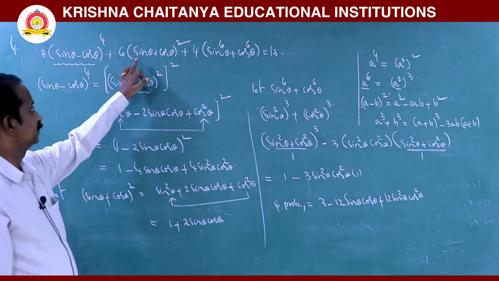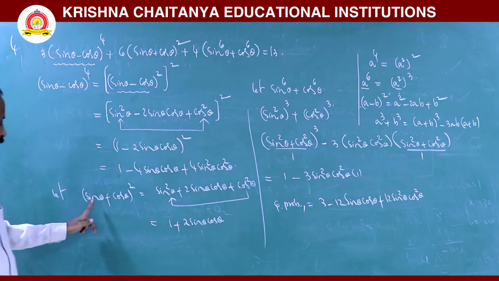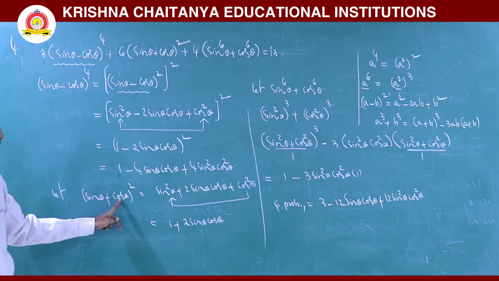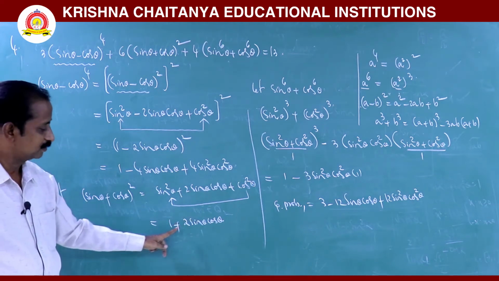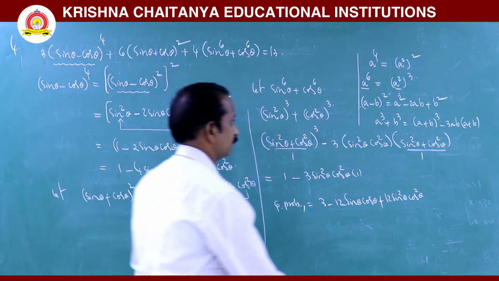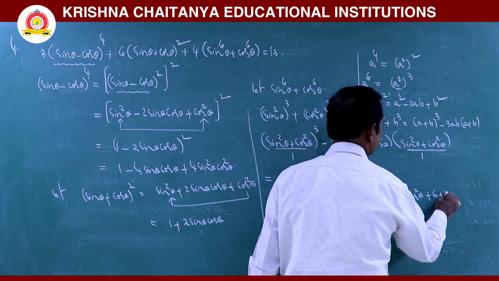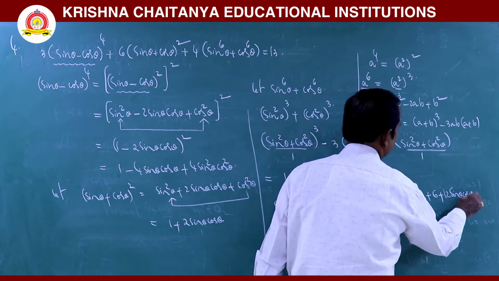Now come to the second term, which is multiplied by 6. The second term is (sin theta plus cos theta) whole square. So it is multiplied by 6, which means these two terms are multiplied by 6. 6 ones are 6, 6 twos are 12. So we can write 6 plus 12 sin theta cos theta.